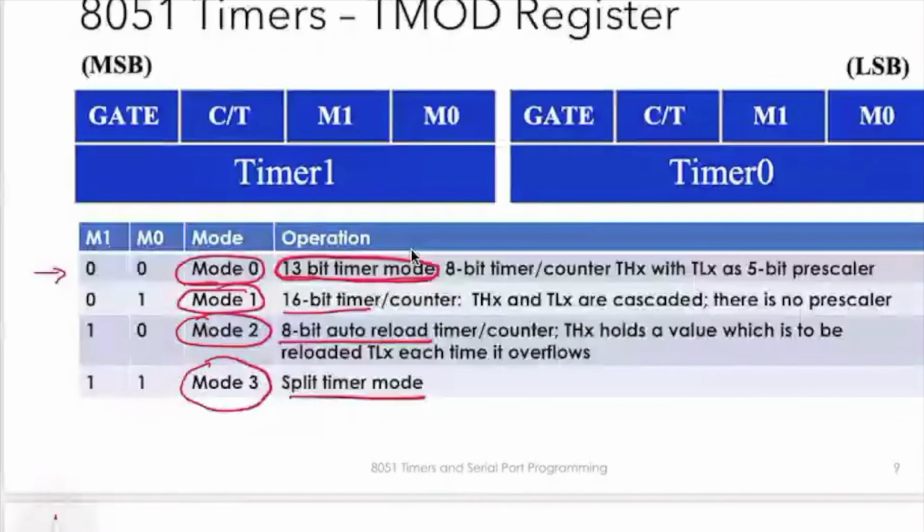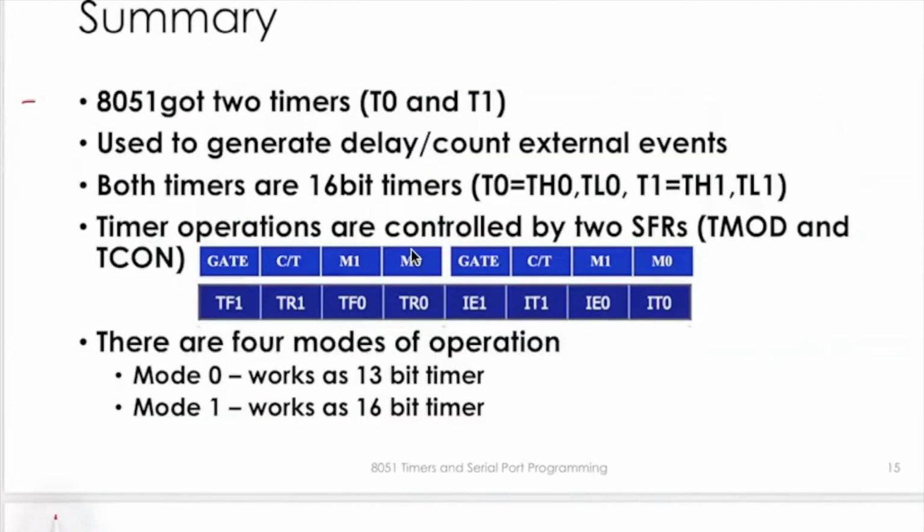To summarize today's session, we have seen that 8051 has got 2 timers, and these timers are used for 2 purposes. One is to generate a delay or count the internal pulses, and the other is to count the external events. So this is the purpose of this timer. Both the timers are 16-bit timers, and the timers have basically 3 registers associated with them. The first one is the timer register T0 or T1, and then we have the TMOD register as well as the TCON register. The content of the TMOD register is given here.